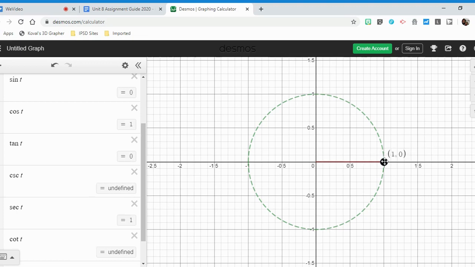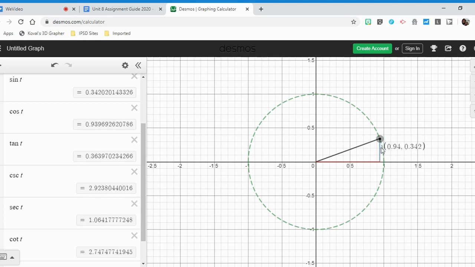Now, as I actually get on the axis, I no longer have a triangle. But even though I don't have a triangle anymore, I can still use my definitions. I just can't use opposite and adjacent and hypotenuse anymore. Remember that the opposite side is always the y and the adjacent side is always the x, since my angle is right where my mouse is.